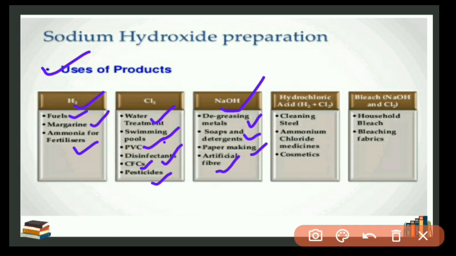Then when we combine hydrogen and chlorine, it forms hydrochloric acid, and this acid is used in cleaning steels. HCl is also used in ammonium chloride formation, in medicines, and in cosmetics. Then bleach: when we react sodium hydroxide and chlorine, we form bleach, and it is used in household bleaching. It means cleaning, disinfecting, and making bleaching fibers.